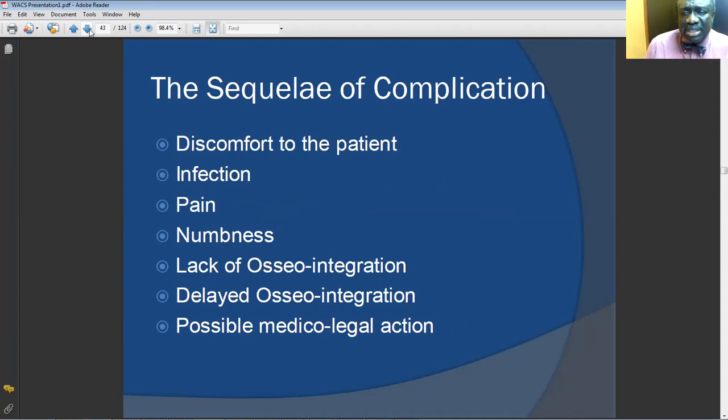So what is the sequelae, the consequence of these complications? Discomfort to the patient, infection, pain, numbness, lack of osseointegration, delayed osseointegration, and possible medico-legal action.